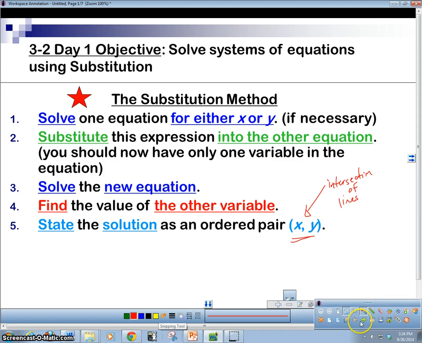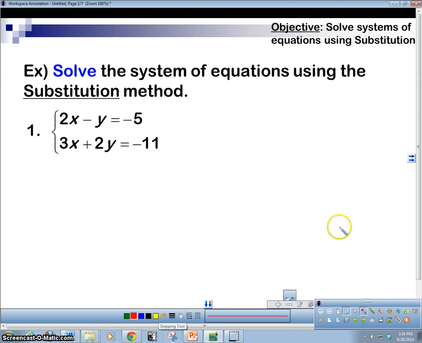So let's take a look at some examples. Let's solve the system of equations. Remember, a system of equations is just 2 equations, in this case 2 linear equations, graphed on the same graph. So let's use the substitution method.